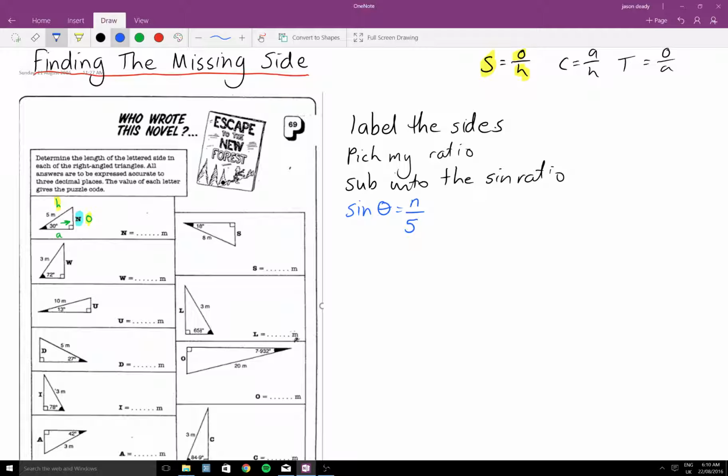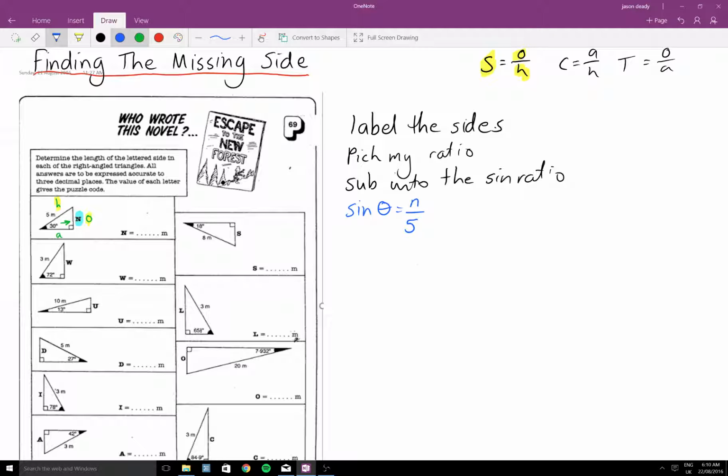So my next step is to look up sine theta in my calculator and times it by 5. The reason we do that is sine theta would tell us what n would be if this h side was 1. Okay, but 5 is 5 times bigger than 1, so we've got to times everything by 5, including what this n side works out to be.